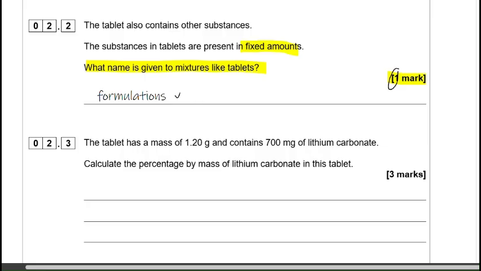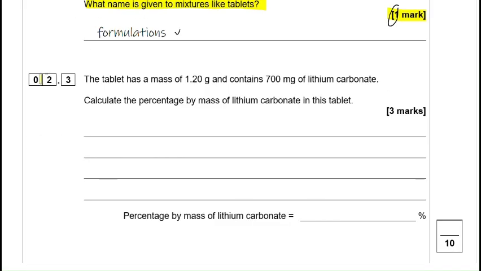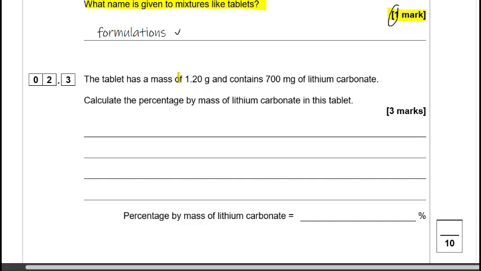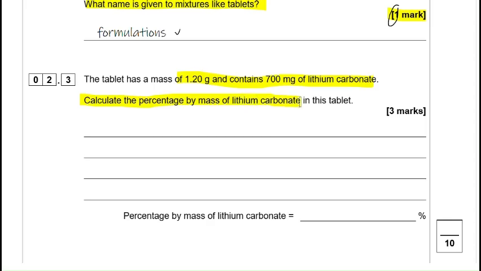So for 1 mark, you must write formulations. 2.3. The tablet has a mass of 1.20 grams and contains 700 milligrams of lithium carbonate. Calculate the percentage by mass of lithium carbonate in this tablet, and this is for 3 marks.